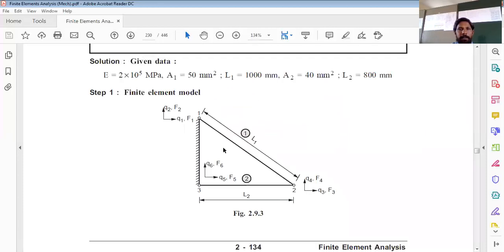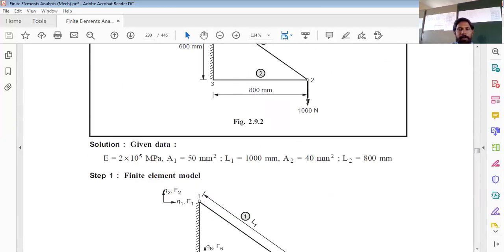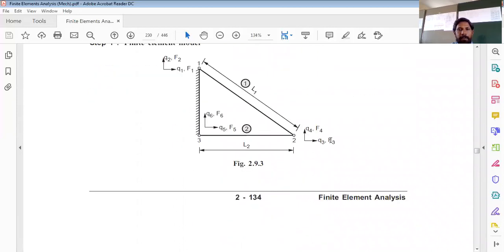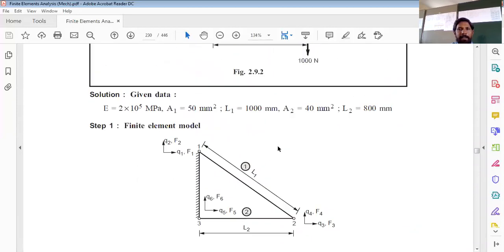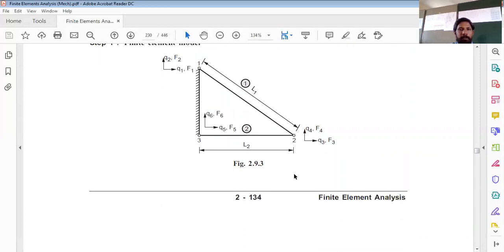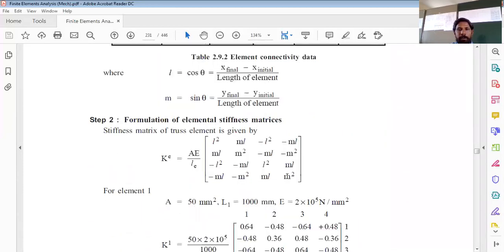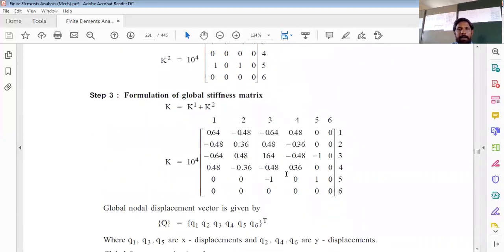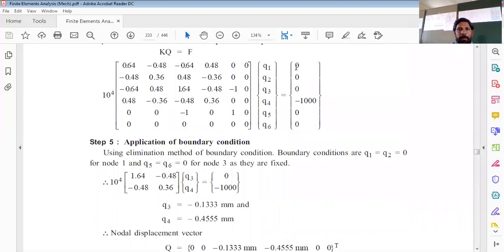Looking at the force values, I will show here. In the figure itself, there is no force at node number 1, so F1 will be 0, F2 will be 0. There is a force at node number 2, but it is acting in the y direction. So F3 will be 0 and F4 will have a magnitude of 1000 Newton, but the direction of this force is in the negative direction of y. So the force will be along the Q4 direction with a magnitude of minus 1000 Newton. All other values will be 0. So F1, F2, F3 are 0, F4 will be minus 1000 Newton, F5 will be 0, F6 will be 0.